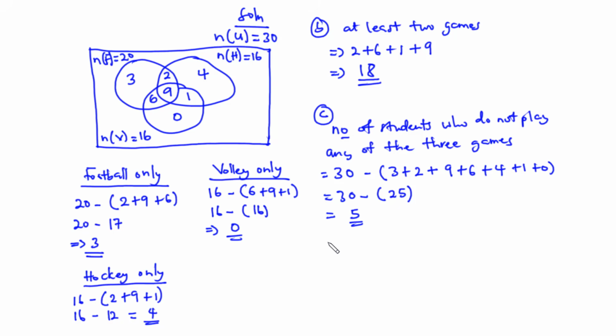Now let's find the probability that a student chosen at random does not play any of the 3 games. So the probability that a student chosen at random does not play any of the 3 games is going to be 5 divided by the number of members in the universal set, that is 30. So 5 goes into itself once, into 30 6 times. So the probability that a student chosen at random from the class does not play any of the 3 games is 1/6. Now let's solve the third question.